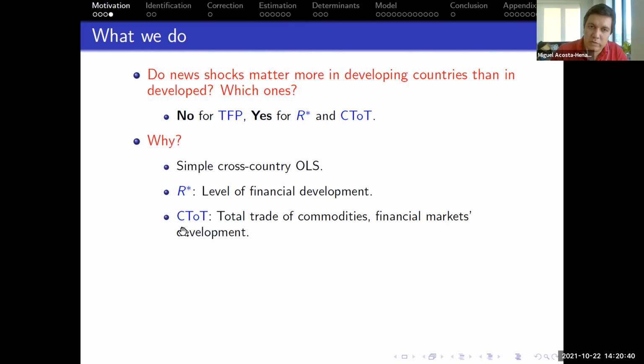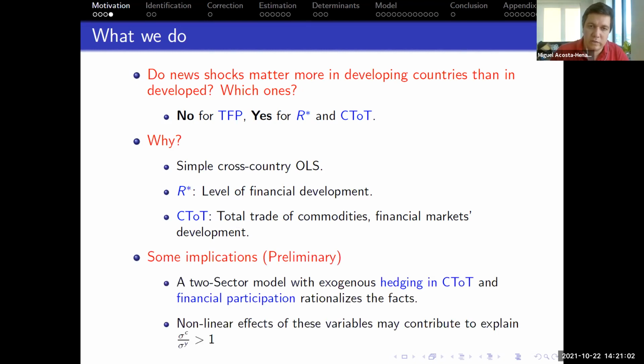And with respect to terms of trade, countries with more exports of commodities, which is no surprise, have more share of variance of output explained by news shocks to commodities, and countries with more financial market development, such as derivative markets, have less share of variance explained by news shocks to commodities.